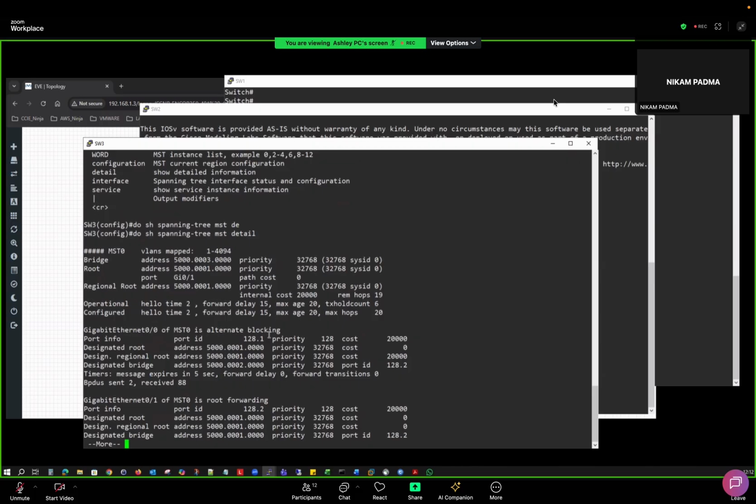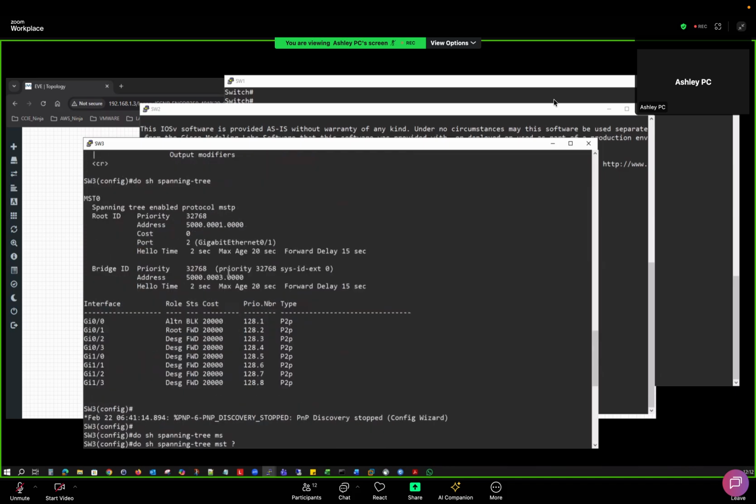So what is the port state we have? The same port states, right? Alternate port, we have a root port, right? Who is the root bridge for this? I have instance 0, right? I'm running MST, very clear. Spanning tree enable protocol MST. This is the protocol running. And which instance is running? Instance 0. For this instance 0, what are the VLANs there at a later point of time?